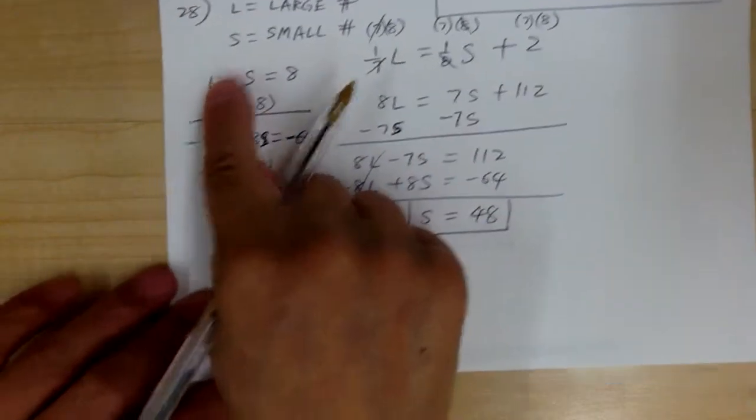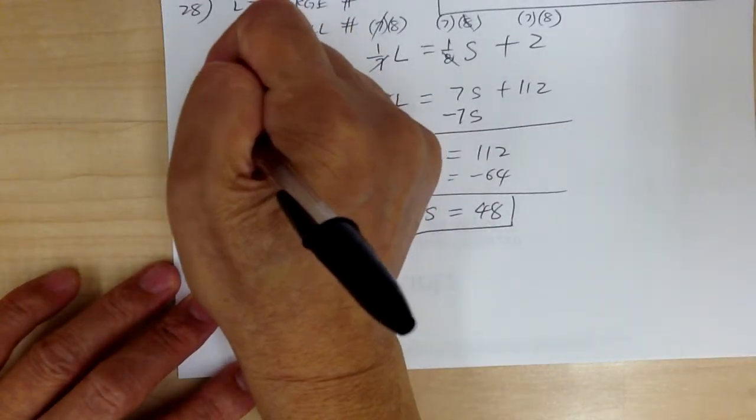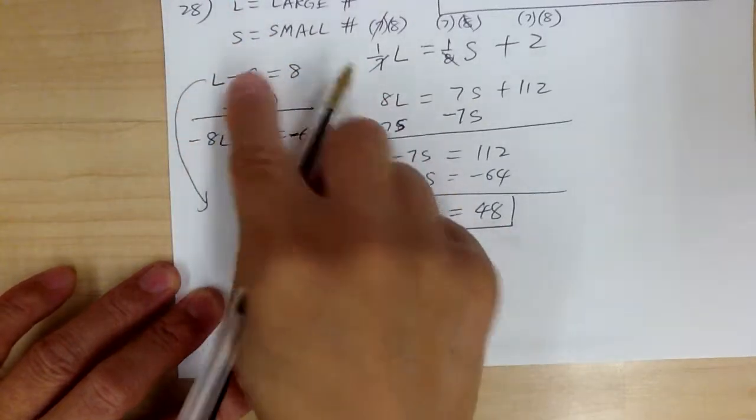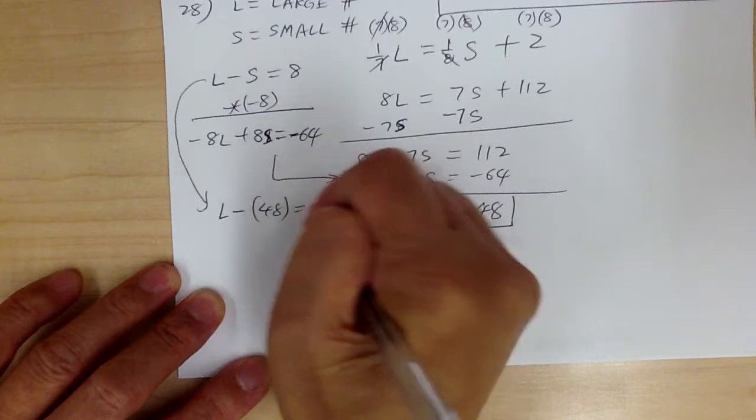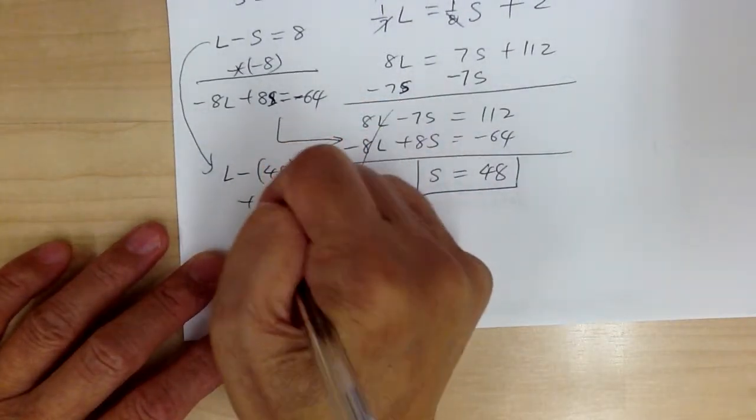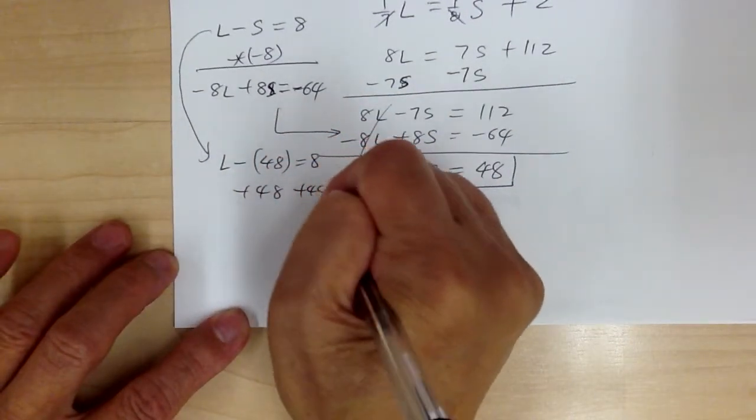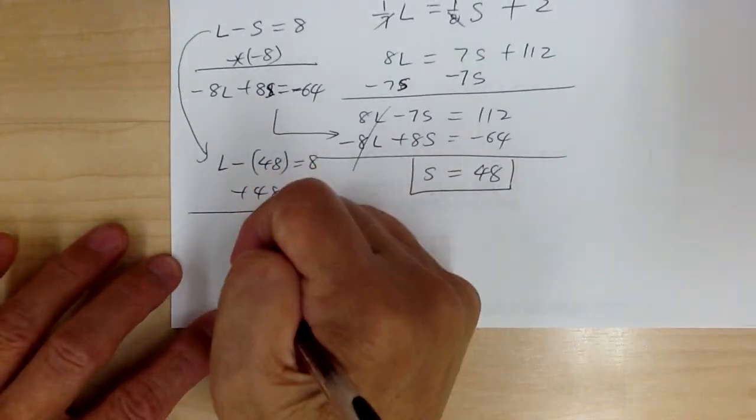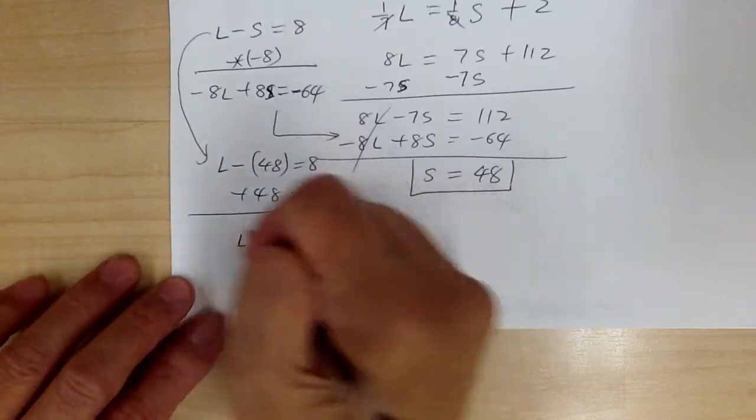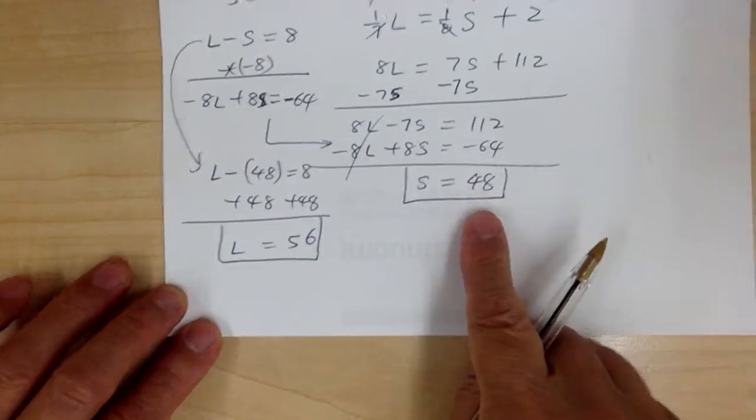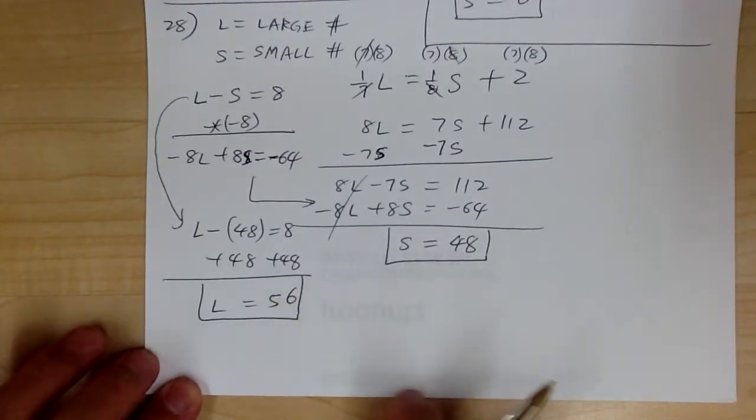Then I'm going to use this one. Again, you can use any equation, but this is the easiest one. So L minus 48 equal to 8. So plus 48. So I have L equal to 56. So the small number is 48, the large number is 56.